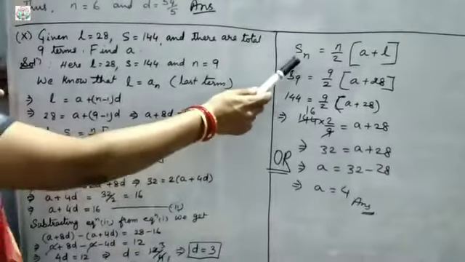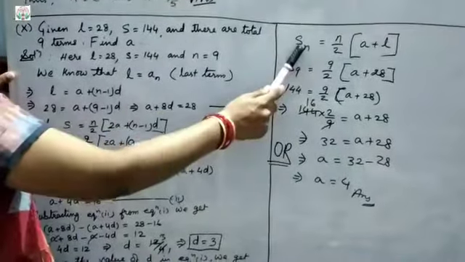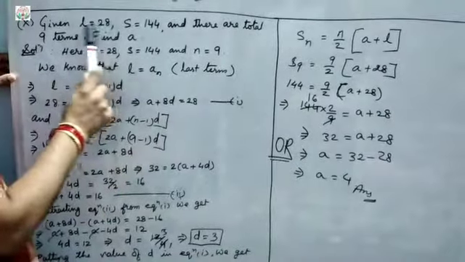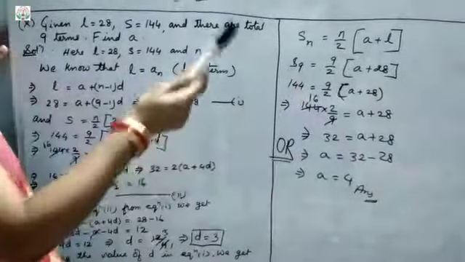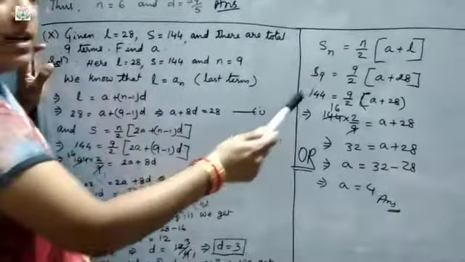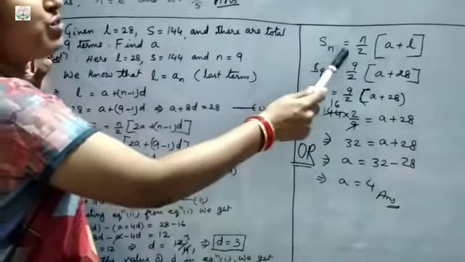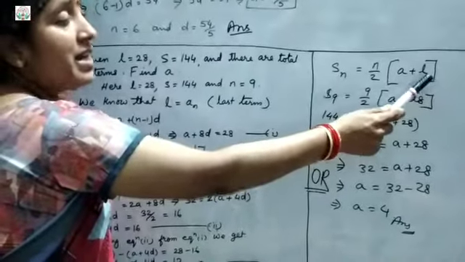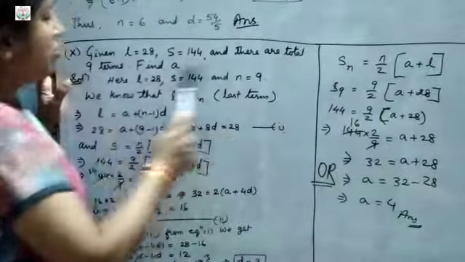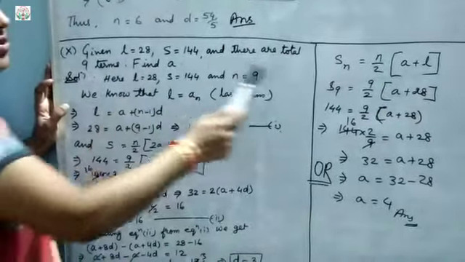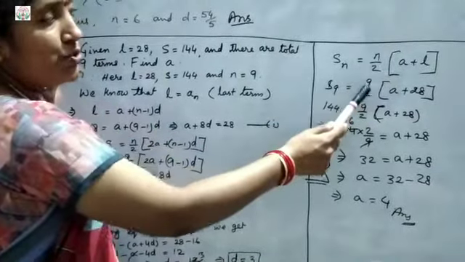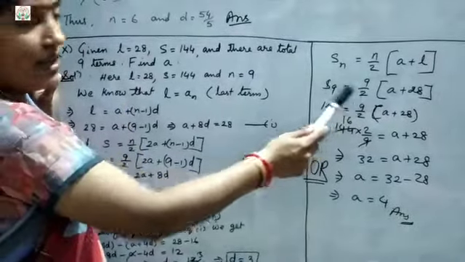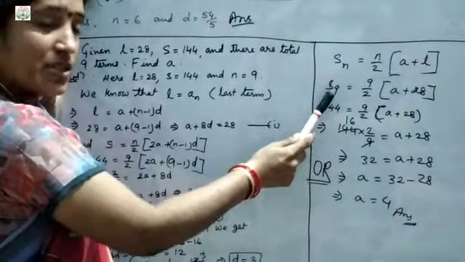So this one is the shortcut method. Means what is given here? n is given, S_n is given, that is 144. The last term is also given, that is 28. One more formula I gave you in the beginning, that is sum of n terms equals n upon 2 into a plus l. Here l is the last term, which is also given as 28. And here n is known to us, that is total 9 terms are there. So n is 9. And S9 is also given, that is 144.